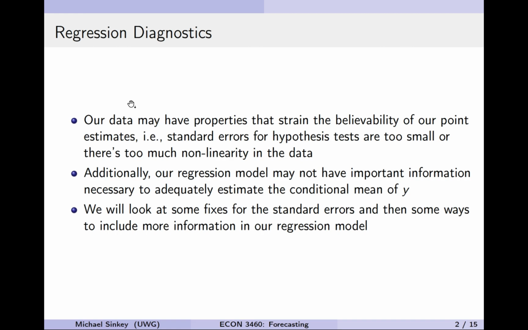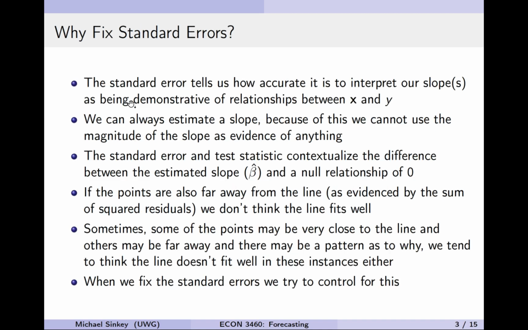So what we often like to do in these cases is instead of just splitting the sample by certain subvalues of X, which is pretty arbitrary, maybe we can fix the standard errors in some way to account for the fact that some data are further away from the line than other data. So the regression variance that we estimated isn't constant for all X. So the standard error tells us how accurate it is to interpret our slope as being demonstrative of relationships between X and Y. And you note here on this slide, I have X as a vector. So we're thinking of X as including X1, X2, X3, etc.